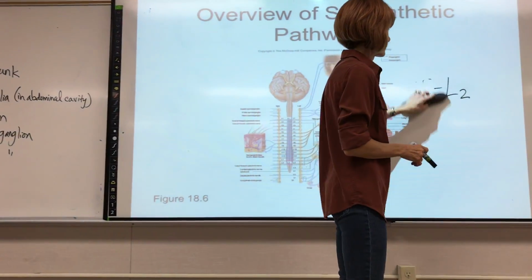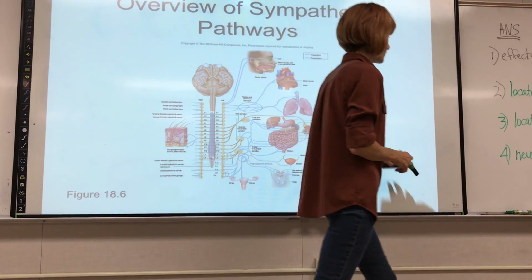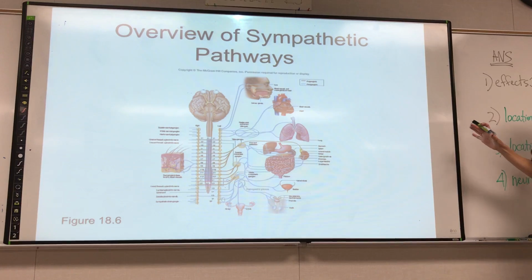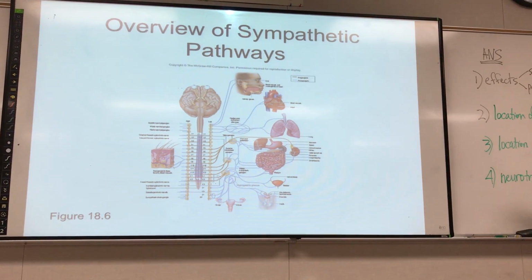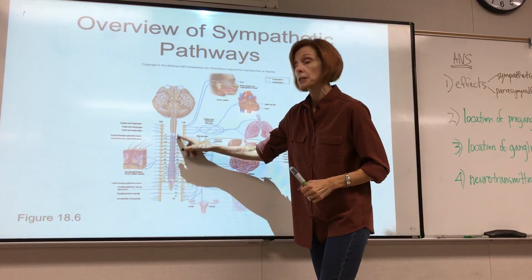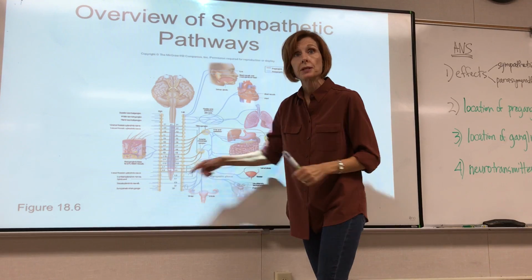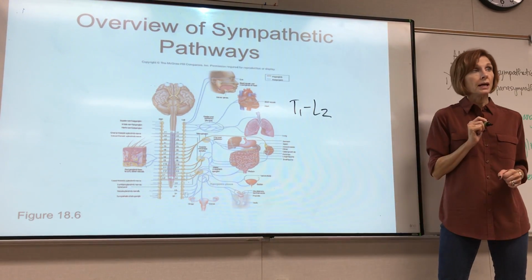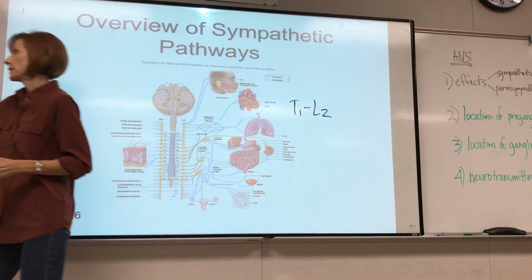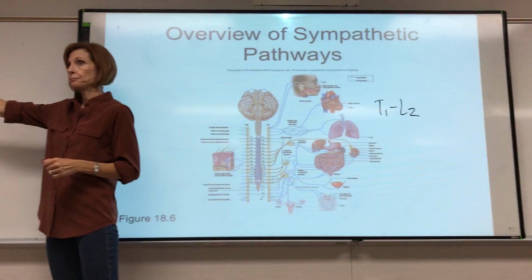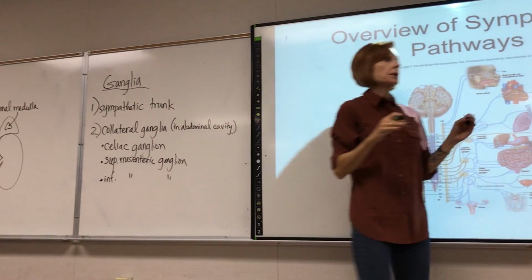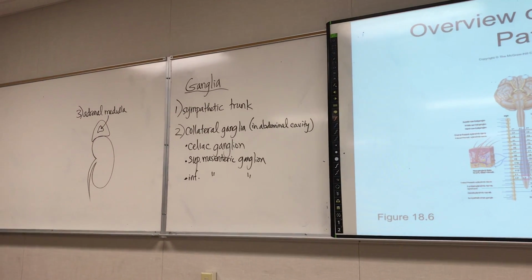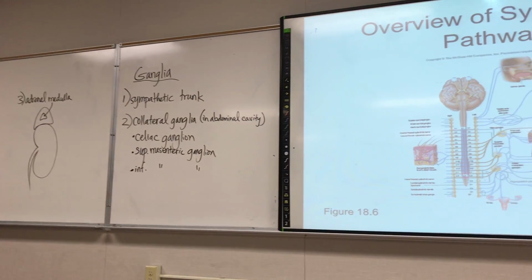Are we gonna have to know exactly what the synapses look like on a diagram for the test? No, so this is what I want you to know. I want you to know that the preganglionic neurons exit the spinal cord from T1 through T12, or T1 through L2. And I want you to know that these are the ganglia, okay? That's it. You don't have to know what each possible pathway would look like. You don't have to know that.